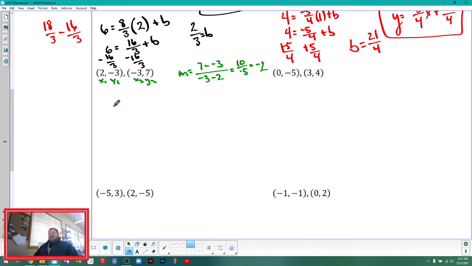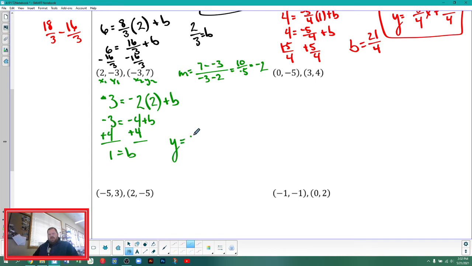We've got negatives in both points. I do feel like my first one's a little bit nicer, though, so we're going to pick on that one. Y is equal to the slope times x plus b. Negative 3 is equal to negative 4 plus b. I'll add 4 to both sides to get a y-intercept of positive 1. And my equation, negative 2x plus 1.